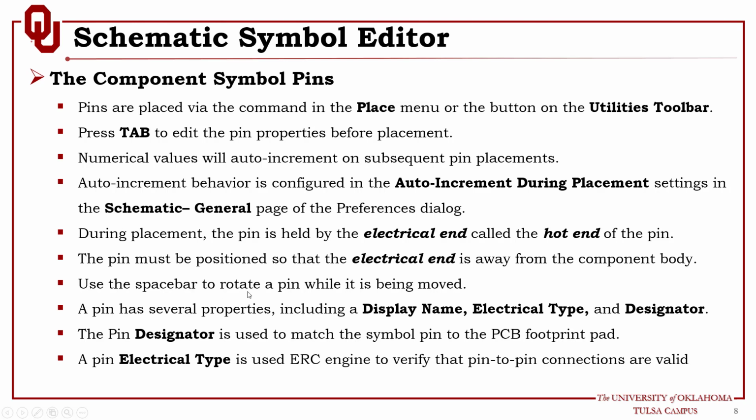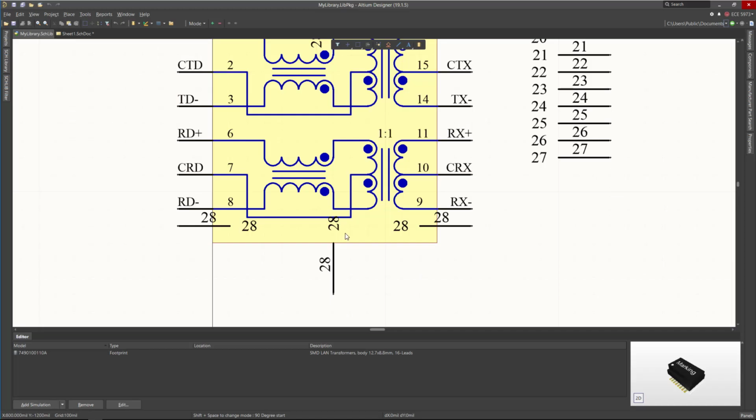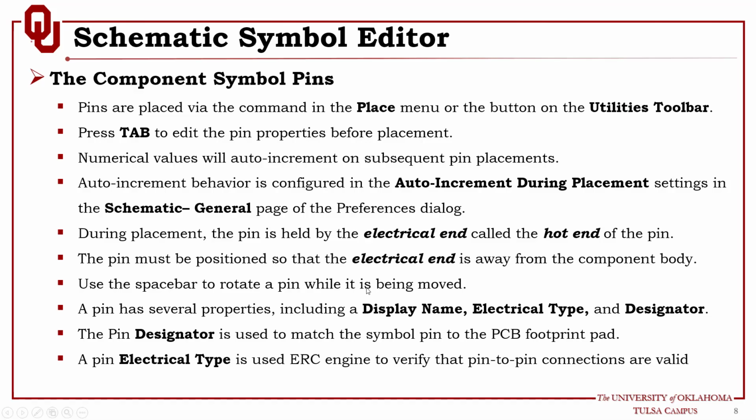Now, use the space bar to rotate the pin while it's being moved, as I mentioned as well. So if you move the component, space bar will rotate this component in increments of 90 degrees. So a pin has several properties, including display name, electrical type, and designator. These are the three most important properties of an electrical pin or a pin.